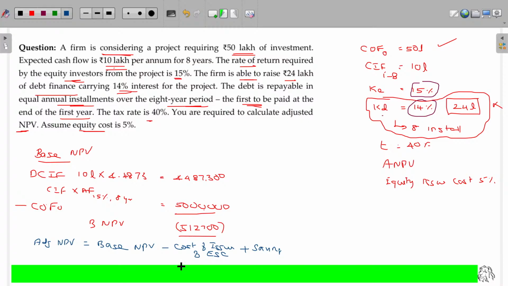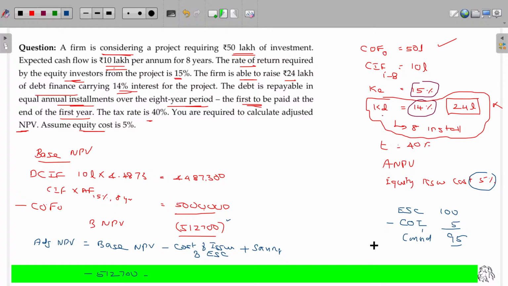Let me calculate this one by one. Base NPV is this one, 5 lakhs 12,700 negative. What about the cost of issue? 5% is the cost of issue. If the equity share capital is 100, you have to pay for expenses, the cost of issue, 5%. 5 rupees will go, and you will get only 95. This is the net consideration you get by issuing the shares.